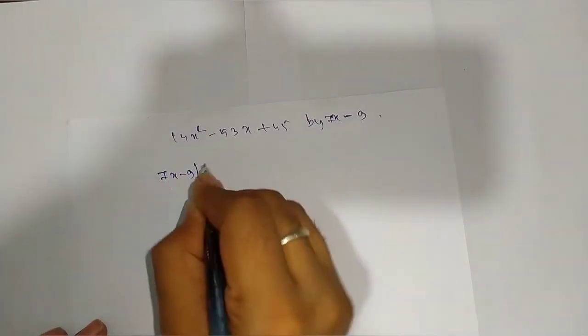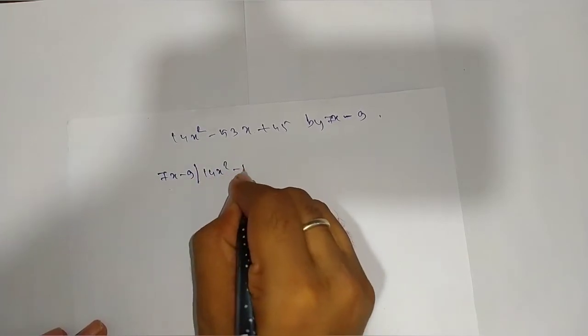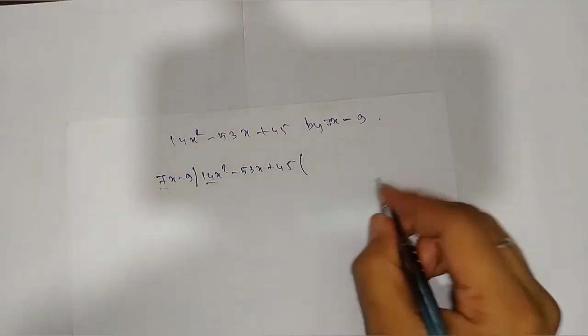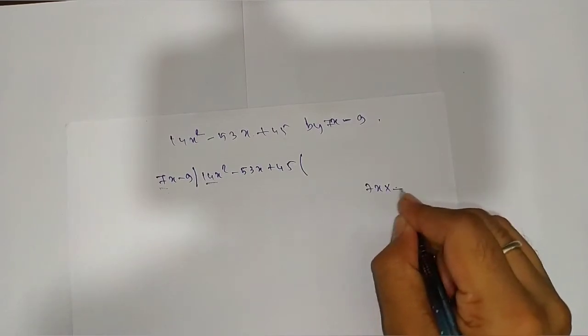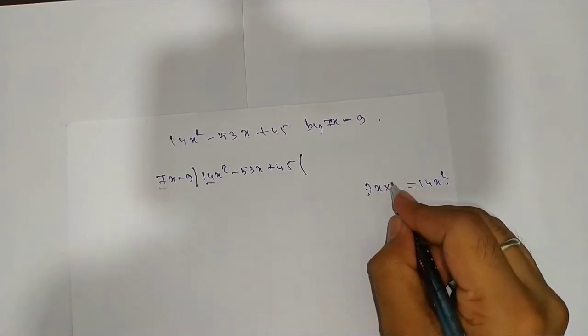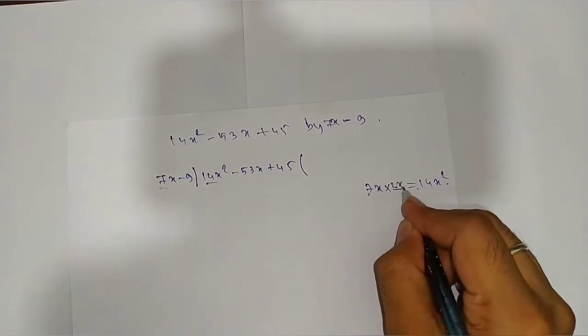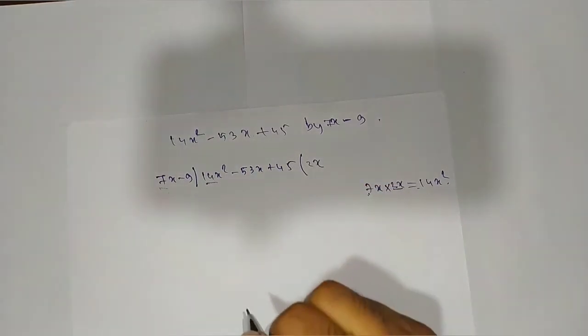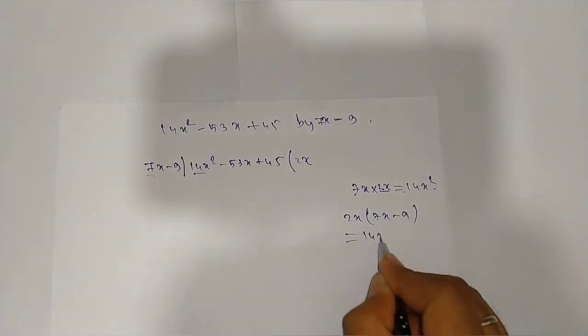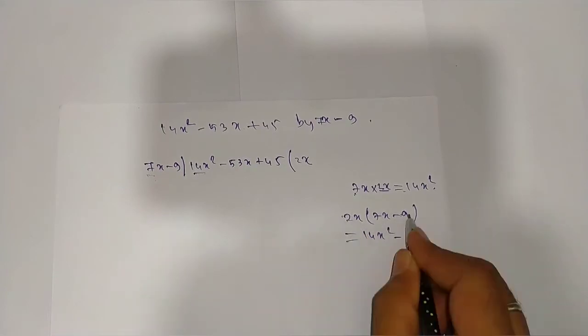It is already in arranged order, so take 7x minus 9 as the divisor, and 14x square minus 53x plus 45 as the dividend. Your first target: what expression should be multiplied with this to get 14x square? Already 7 is here, so you need 2, and x is already there, so take 2x. Multiply 2x with 7x minus 9. We get 14x square minus 18x.